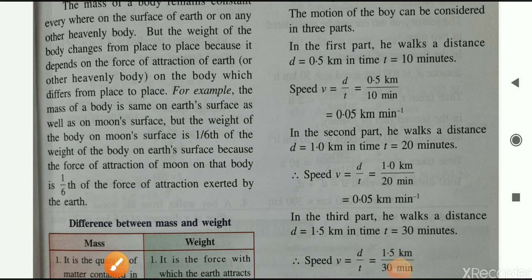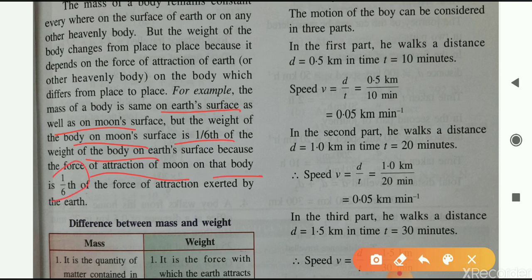For example, the mass of a body is the same on earth's surface and on moon's surface, but the weight of the body on moon's surface is 1/6 of the weight of the body on earth's surface. Why? Because the force of attraction of the moon on that body is 1/6 of the force of attraction exerted by the earth, therefore the weight of the body on moon's surface is 1/6 of its weight on earth's surface.